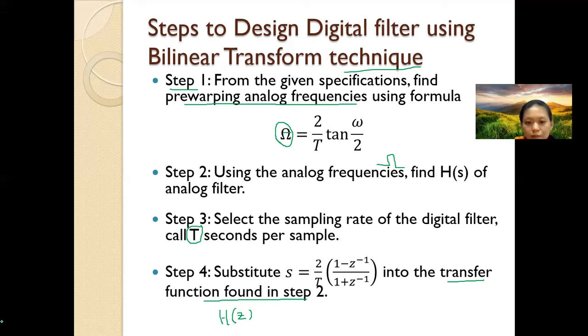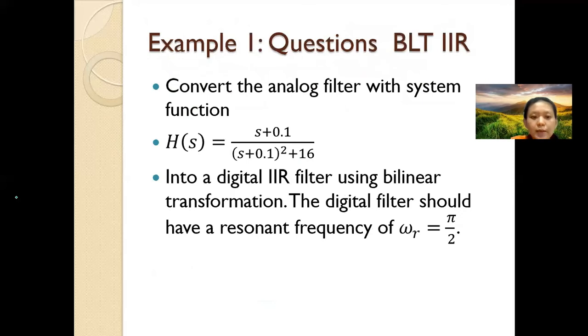Okay, so let's not waste time. Now we go for the example. Example 1. Convert the analog filter with the system function below, H(s) equals to (s plus 0.1) divided by ((s plus 0.1) square plus 16). Turn this one into a digital IIR filter by using the bilinear transformation method, and the digital filter has a resonant frequency of omega r equal to pi divided by 2.